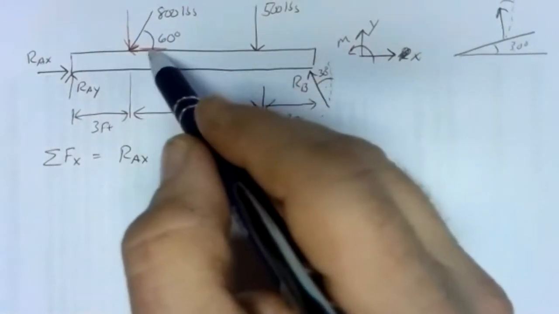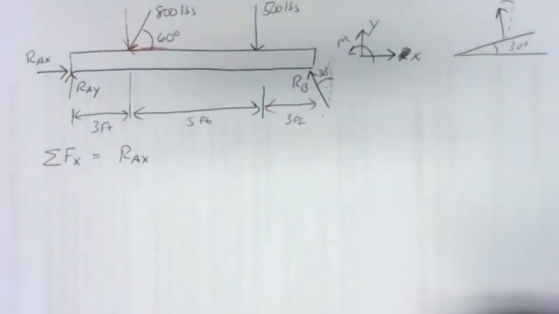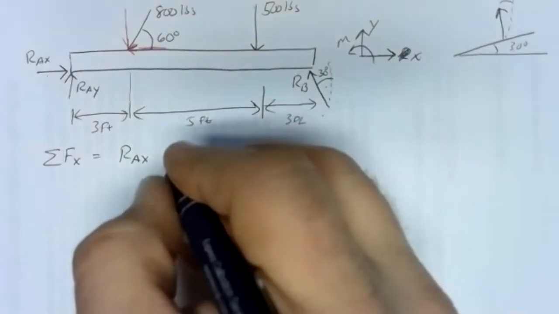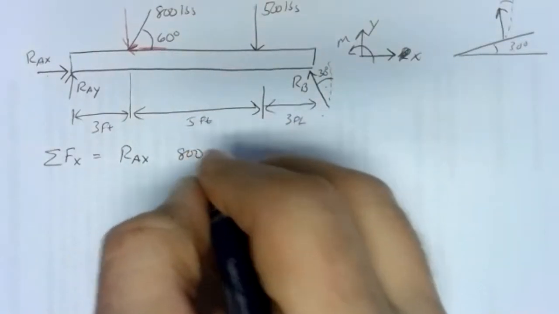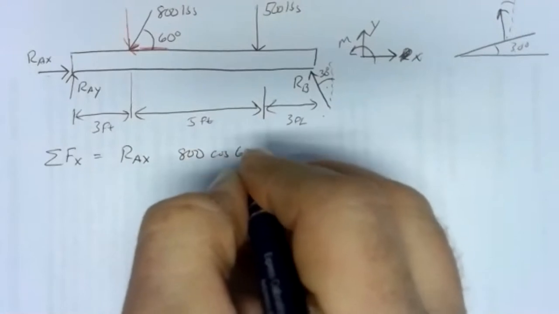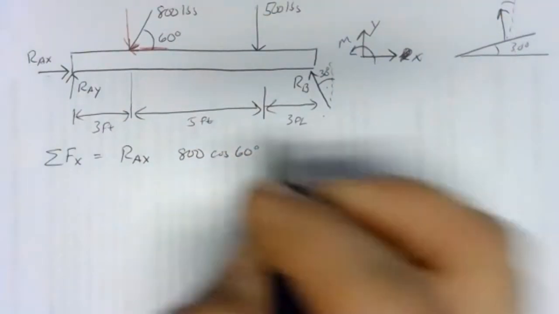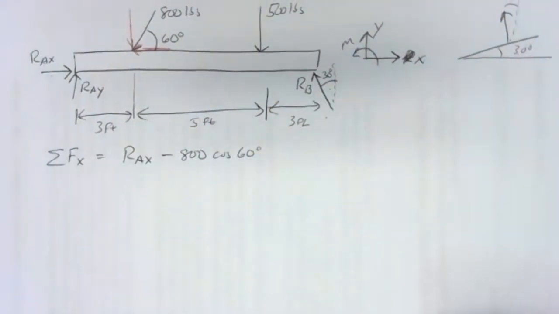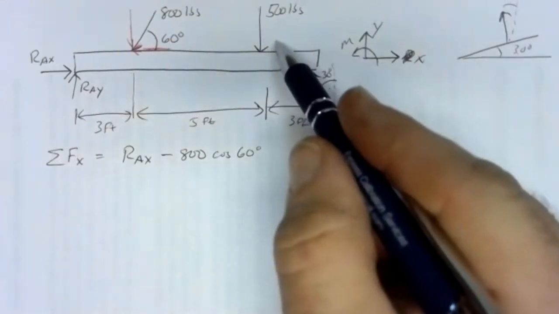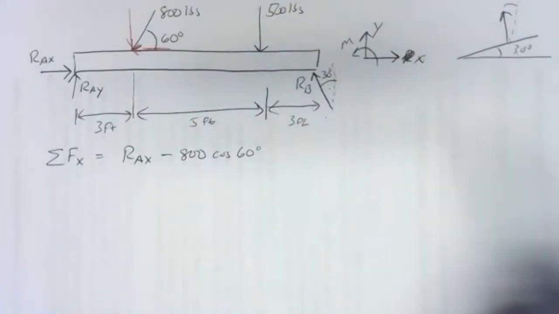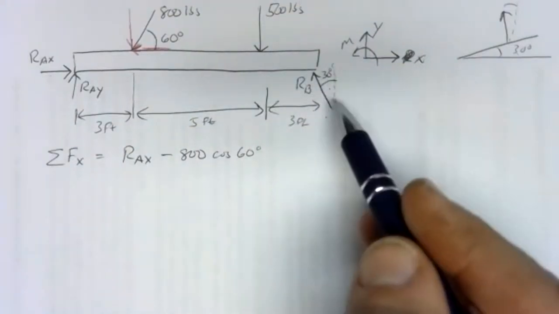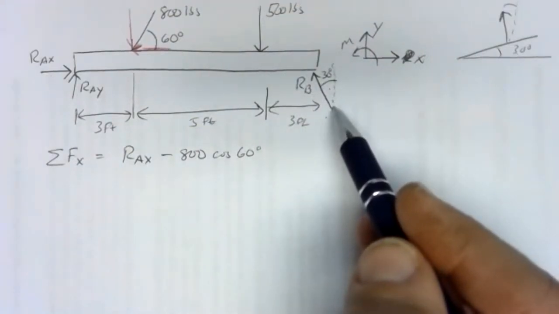The adjacent side is x, and adjacent goes with cosine. So I'm going to have 800 cosine of 60 degrees to the left, so it's negative. I don't have any x direction contribution from the 500-pound force, but I will have a piece of RB.